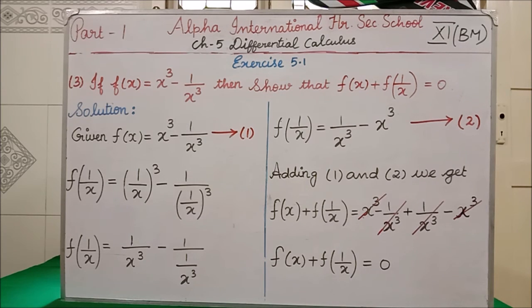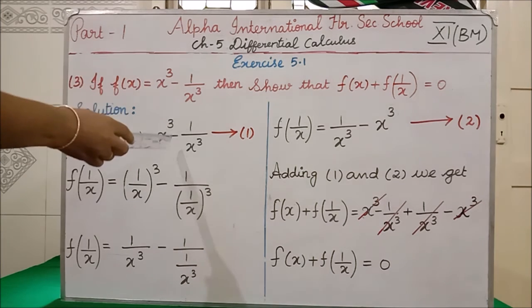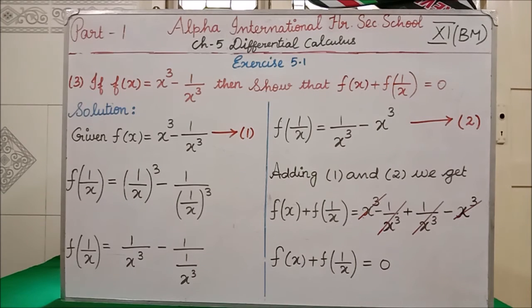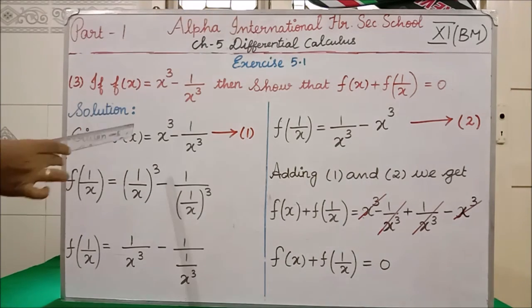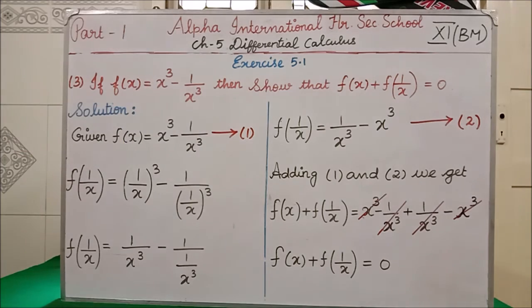See the solution we are going to do now. Given f of x equal to x cube minus 1 divided by x cube. Take that as equation 1. Why we are taking this as equation 1 means we have to know what is the f of x value here, but we are adding the value here. So I have marked here 1.